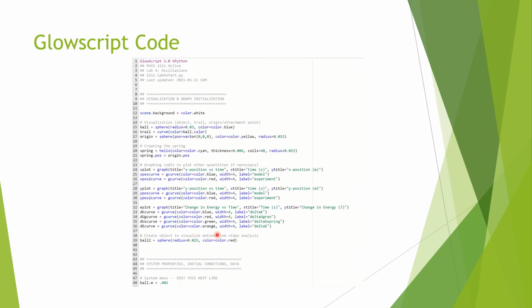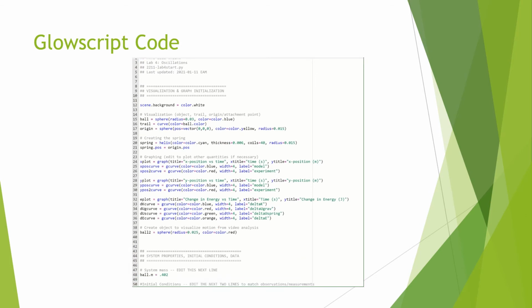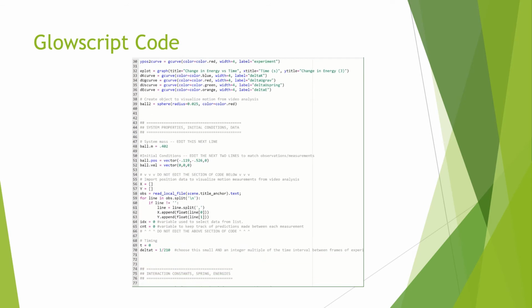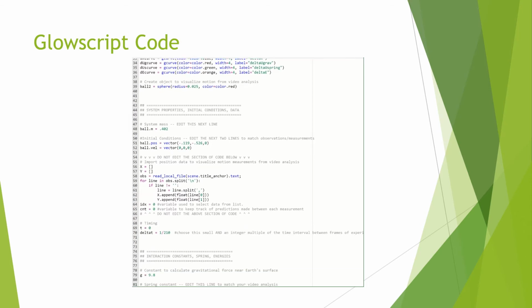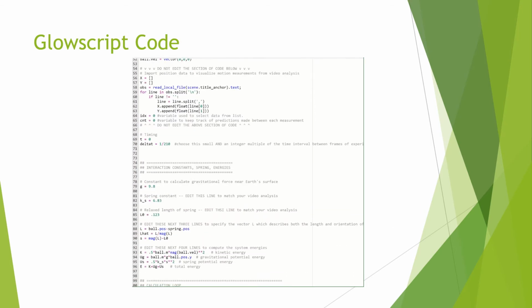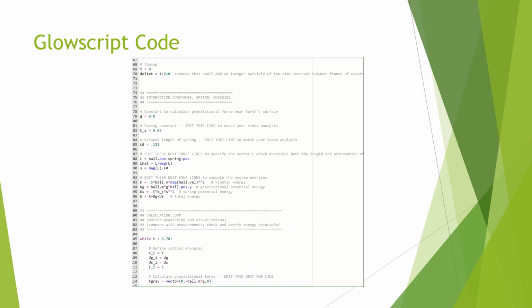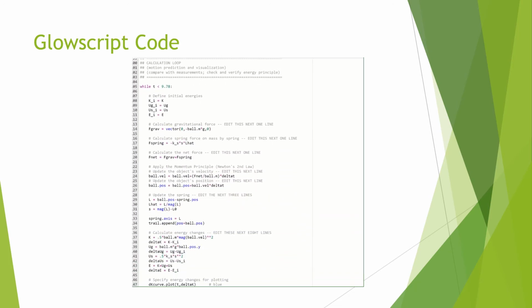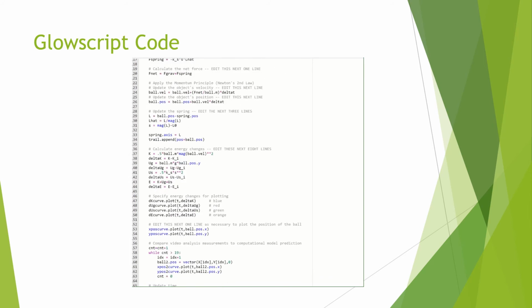Here is my code for the GlowScript. So we change the ball's velocity, the ball's mass, and then further down I changed some of the constants, such as ks equals 6.83, L0 equals 0.123, and then some of the equations that would go into calculating the computational model of the object.